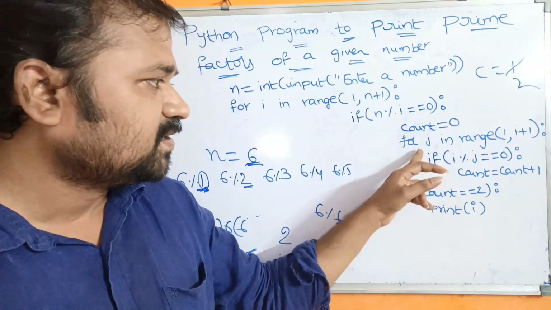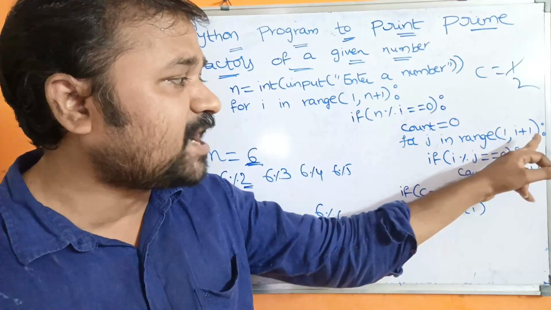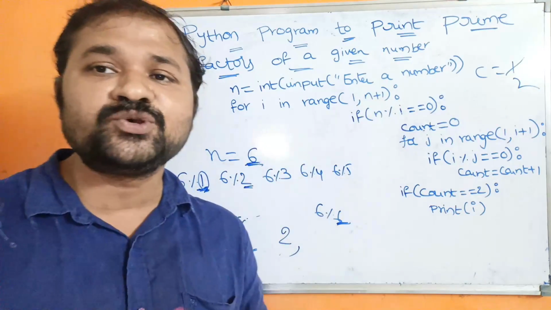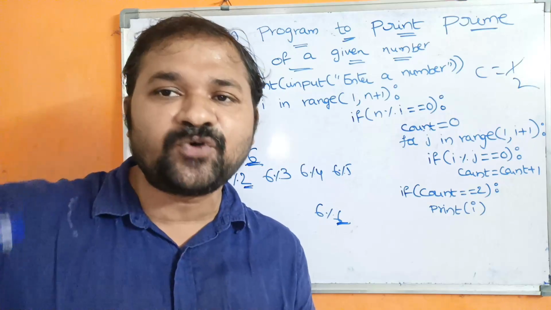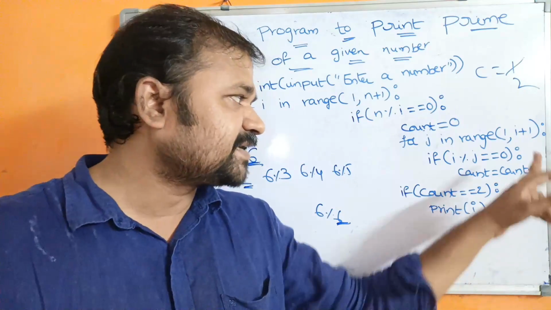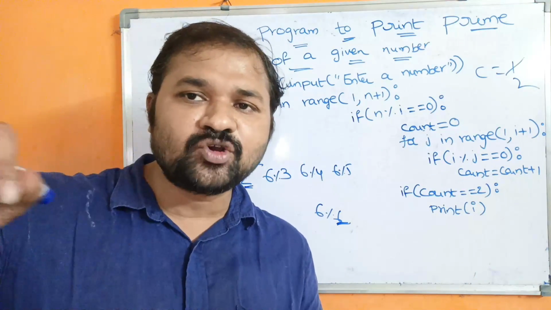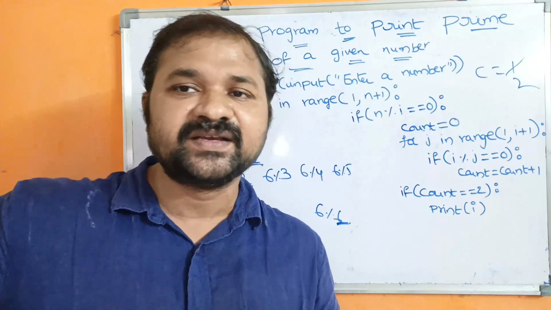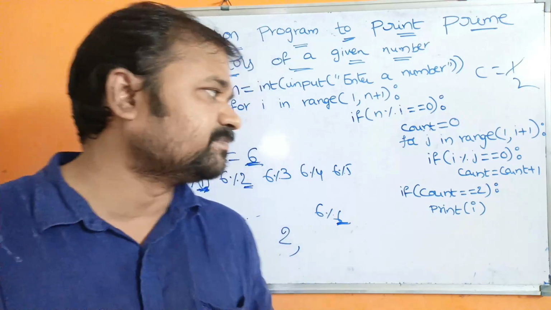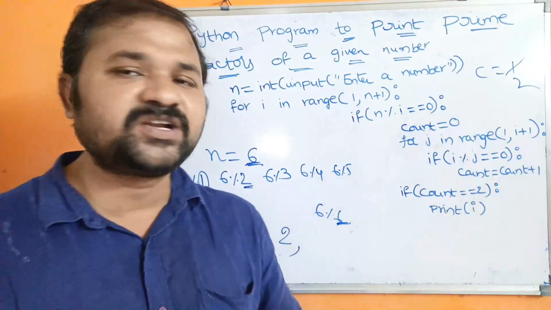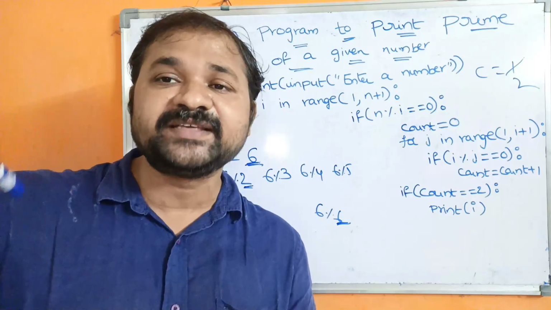For j in range of 1 comma i plus 1. Now what is the i value? 3. So 3 plus 1 means 4. So here the stop value is 4, so the for loop will be repeated up to 4 minus 1, that is, up to 3. If i modulo j double equals 0, 3 modulo 1 double equals 0.